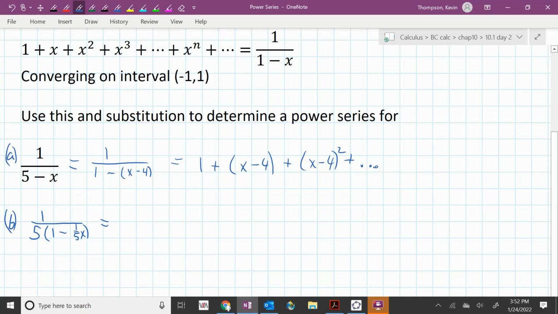And this is a geometric series where the common ratio is x minus 4. And so that also means that when we're thinking about our interval of convergence, x minus 4 should be between 1 and -1. So this should converge when x is between -3 and, how about 3, and 5. We're going to add 4 to this.